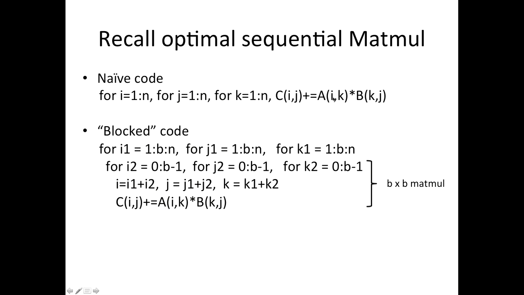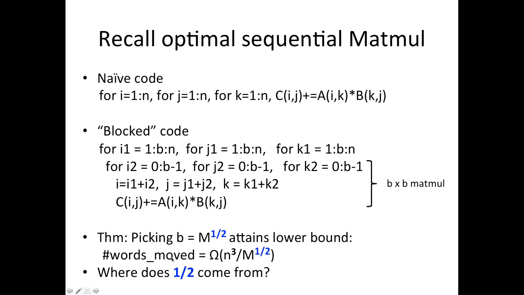And again, just a reminder, what is the optimal code? We know that we have to break it up into blocks. So I'm going to have 3 outer loops, which loop over B by B submatrices, and then 3 inner loops, which do a B by B matrix multiply. The theorem said that if I pick the block size right, and it happens to be m to the 1/2, then I can hit the lower bound. And the lower bound is n cubed, the number of flops, divided by m to the 1/2. So the question is, where does this 1/2 come from? What is so special about 1/2, and how do I generalize that to arbitrary code?